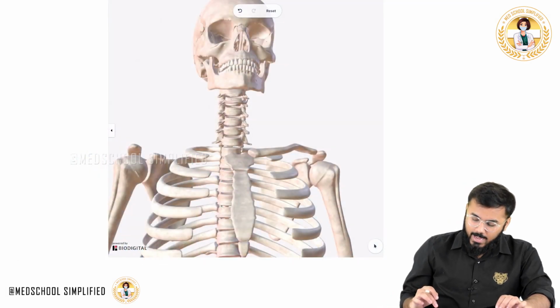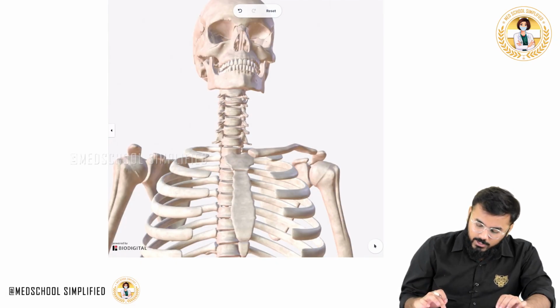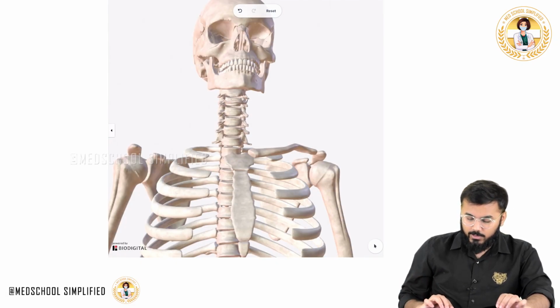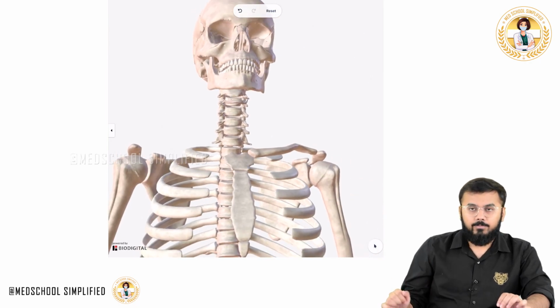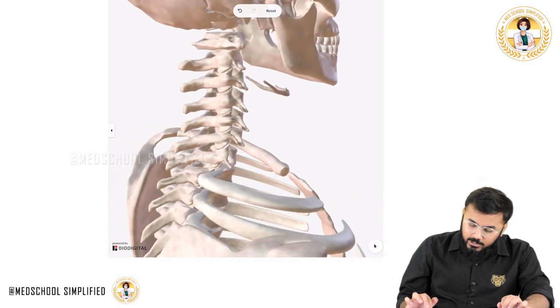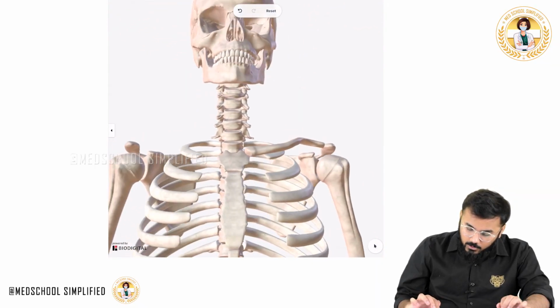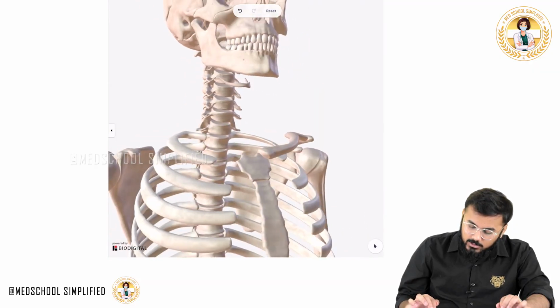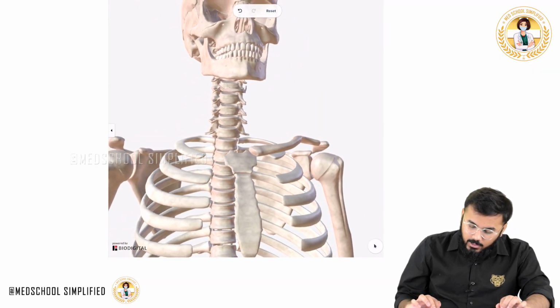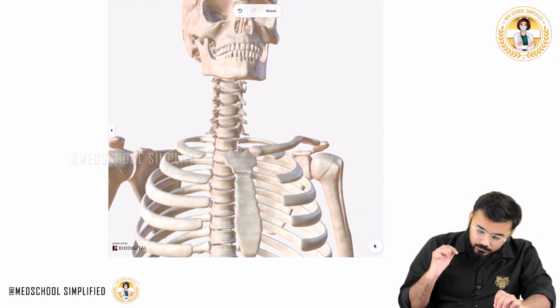Now let us look at the animation here. This is a skeleton, and this is the neck region. In the neck region you have the transverse processes. On the side you can see this process called the transverse process. First let us look at the anterior scalene muscle.